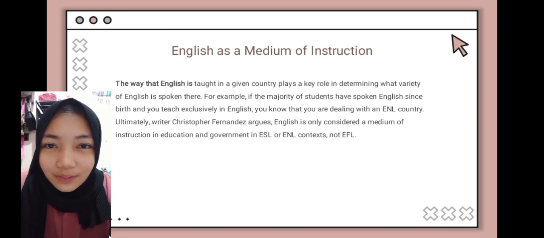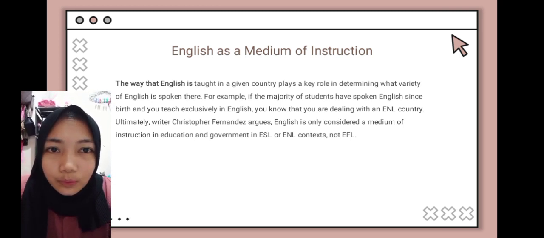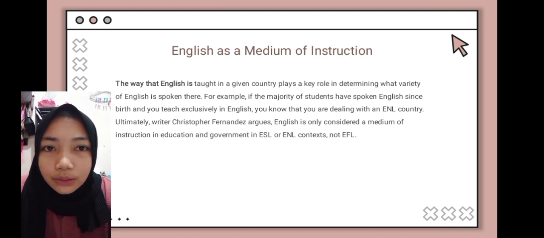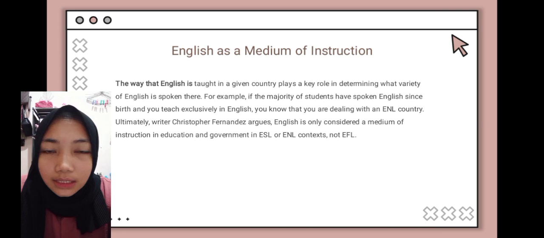English as a medium of interaction. The way that English is taught in a given country plays a key role in determining what variety of English is spoken there. For example, if the majority of students have spoken English since birth and you teach exclusively in English, you know that you are dealing with an ENL country. Ultimately, according to writer Christopher Fernandez Arguelles, English is only considered a medium of interaction in education and government in an ESL or ENL context, not EFL.